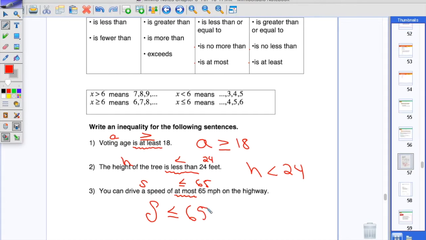So the greatest speed you can go is 65 miles or anything less than that. You could go 40 miles. You could go 55 miles. You could go 65. You could go 64. At most 65 miles per hour.